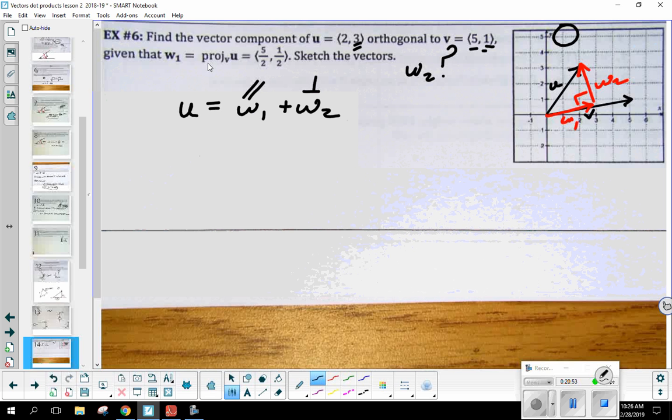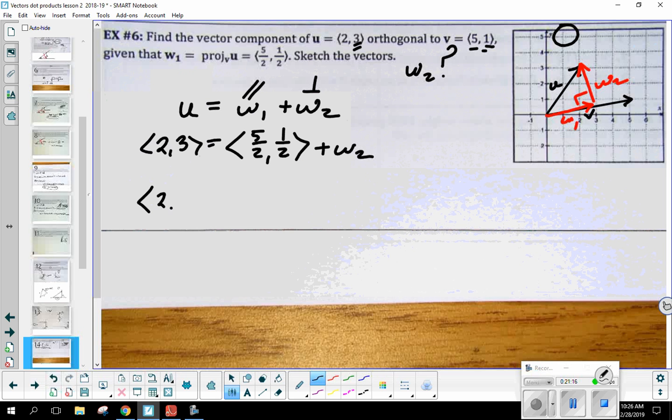I know U is 2, 3. We were provided that the projection vector W1 was 5 halves, 1 half. In fact, we found that ourselves, plus W2. And we've actually seen something very similar to this in the first lesson. We just need to go ahead and figure out what W2 is. So let's see, I can actually subtract that component form over. So I can say 2, 3 minus 5 halves, 1 half equals W2.